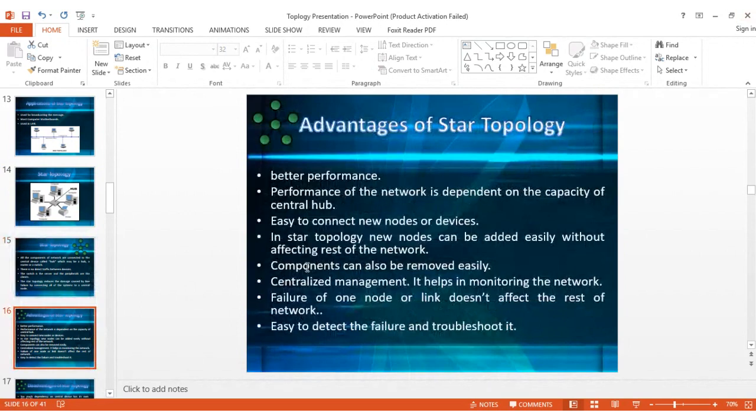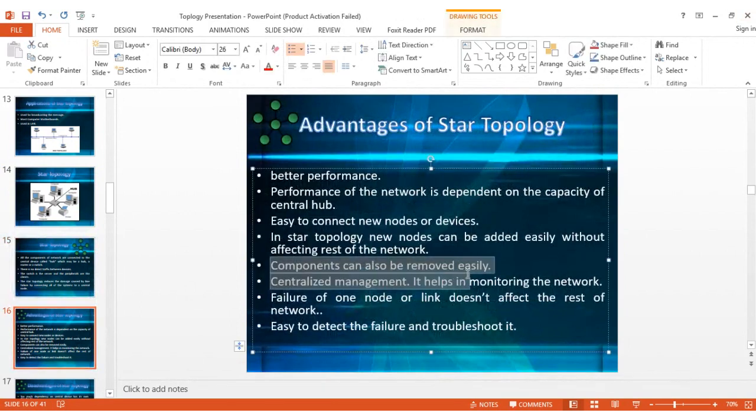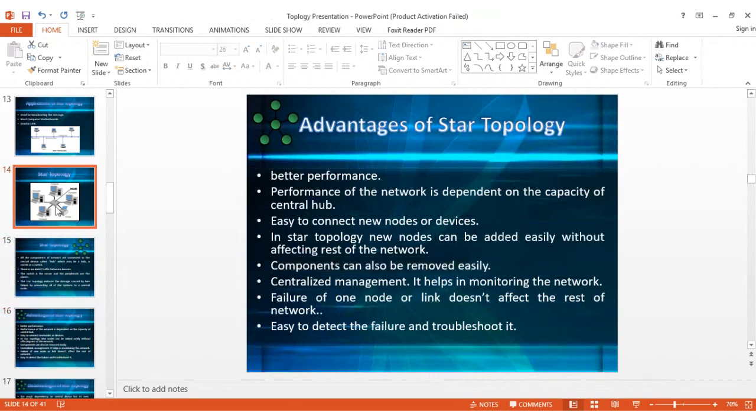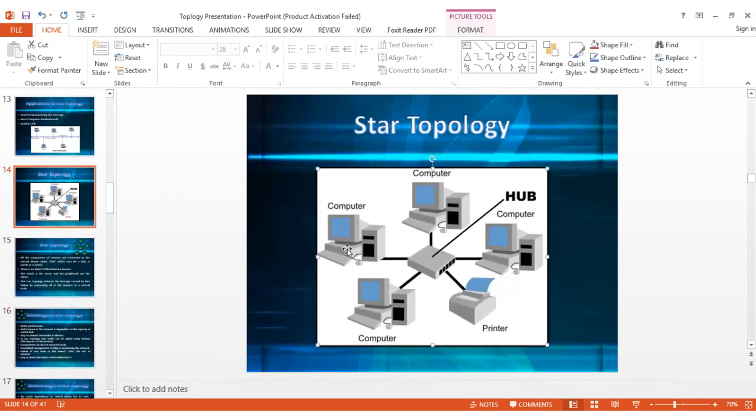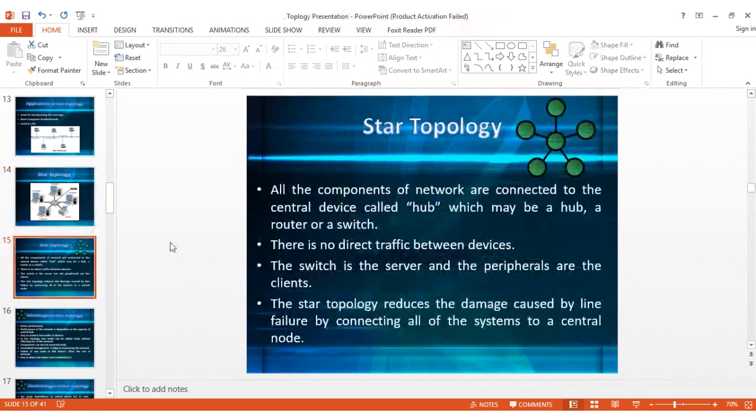Then still, the components can be removed very easily. Even if you remove this computer here, it cannot affect the topology as a whole. Even if you remove the printer here, it cannot cause any disturbance to the topology.